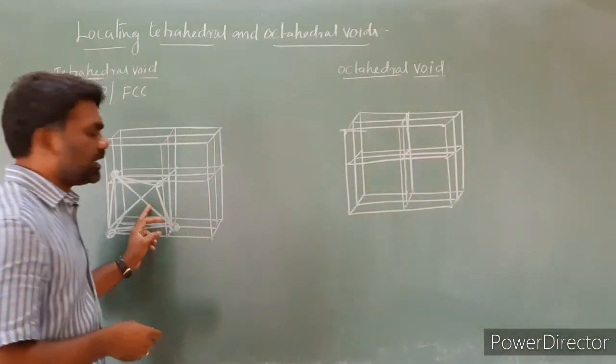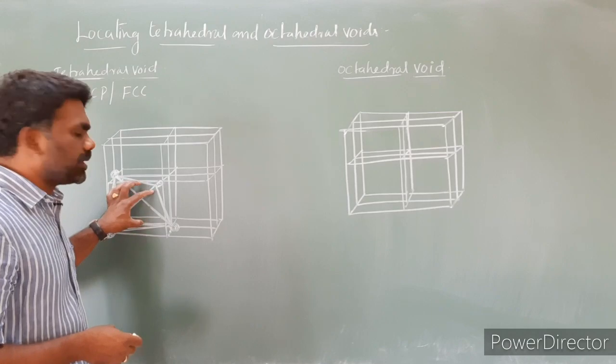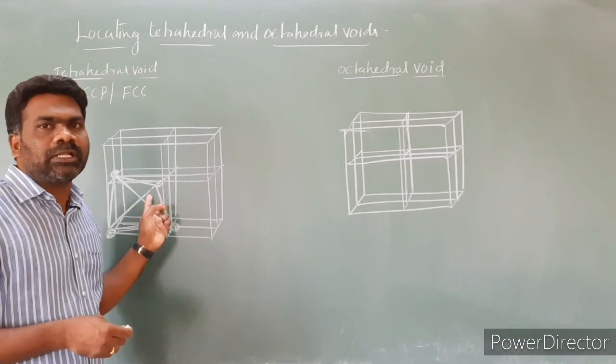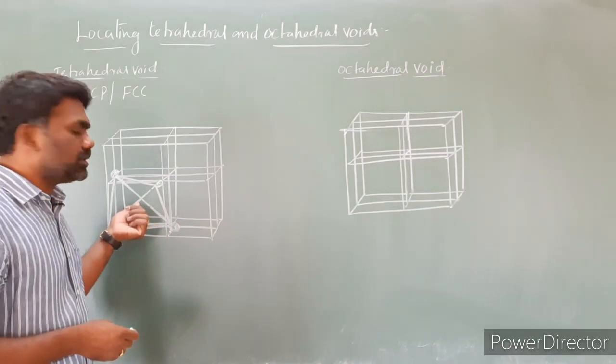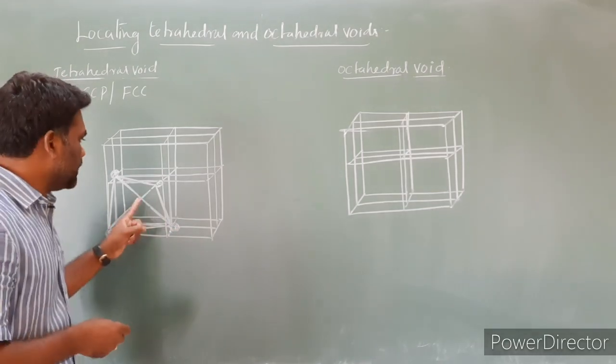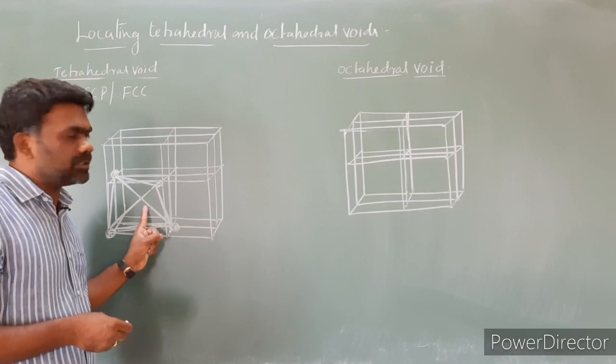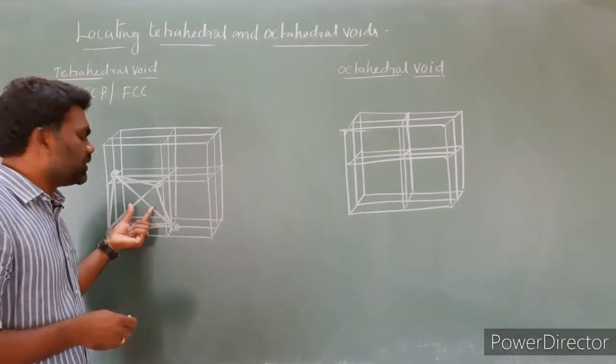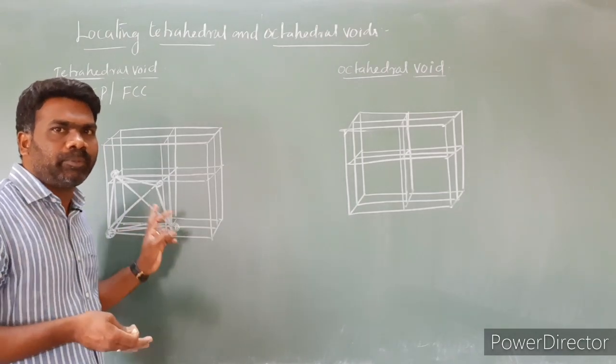So the total number of tetrahedral voids, how many is there? Each small cube consists of one tetrahedral void, and the total number of small cubes is 8. That means the total number of tetrahedral voids is equal to how many?